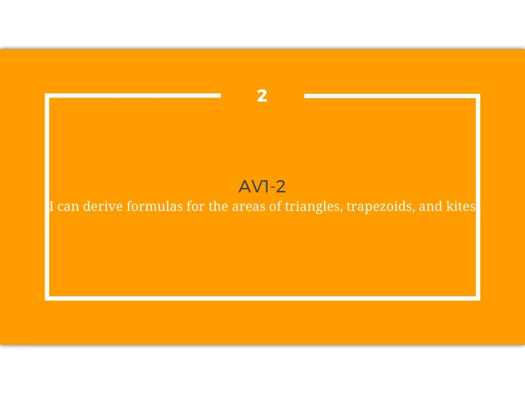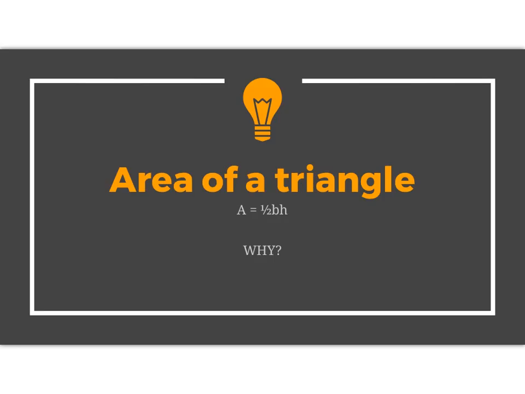In AV1-2, we're going to talk about the formulas for the areas of triangles, trapezoids, and kites. So the area of a triangle is 1/2 base times height. We're going to talk a little bit about why.